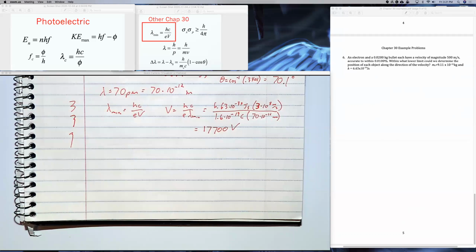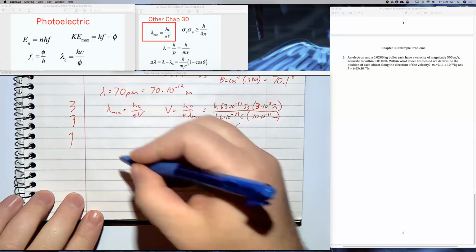Problem 6. Problem 6 says, an electron and a bullet each have velocities of magnitude that, with an accuracy of this. What is the lower limit? Can we determine the position? Okay, this is getting into uncertainty. This is Heisenberg uncertainty principle.